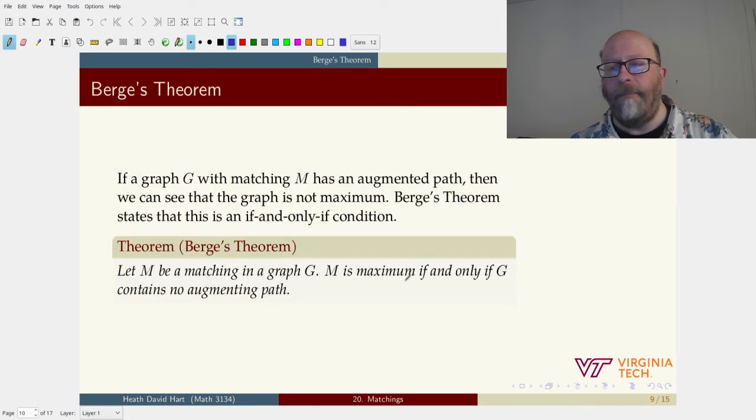Berge's theorem says that the matching is maximum if and only if we have no augmenting path. So if we want to test to see if we have a maximum matching, we find a matching and look for an augmenting path. If we can't find an augmenting path, the matching we've got is as big as it gets. If we can find an augmenting path, we'll augment the path and then try again. So we either use up all the vertices or we can't augment anymore. That's going to be the idea.